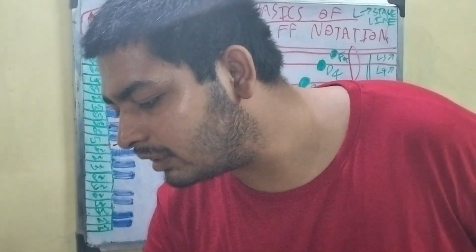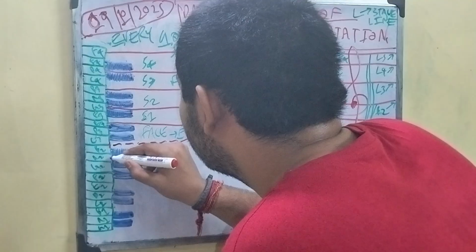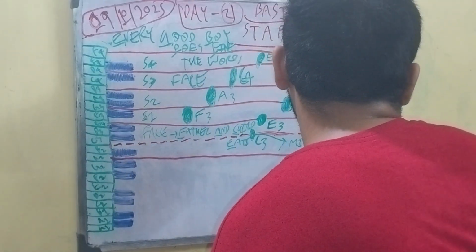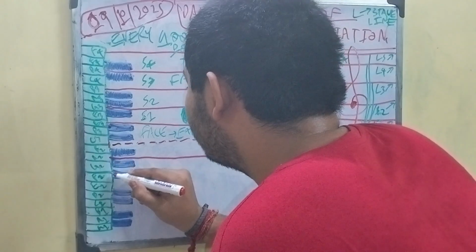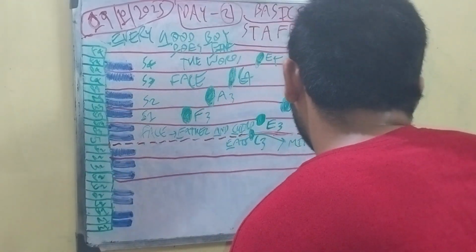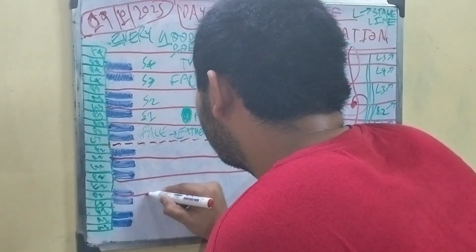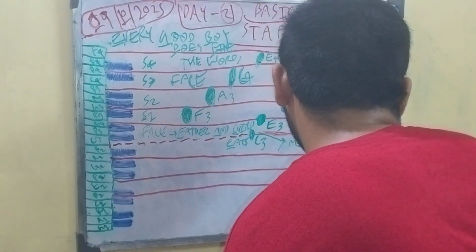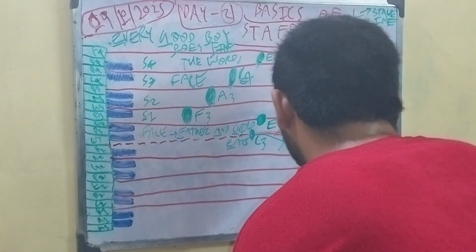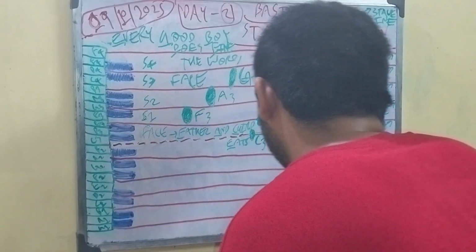Now I am going to proceed to the bass clef, marking all the lines. First let me draw the lines. One coming from A2, then F2, then D2, then B1, and the last one, G1.